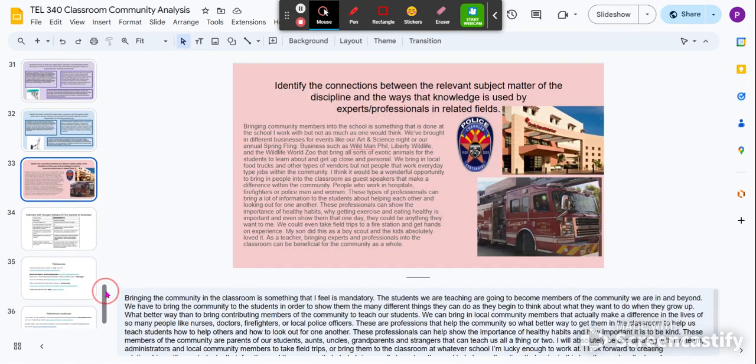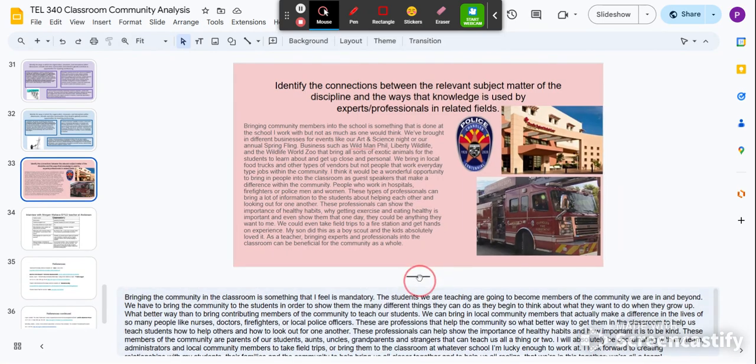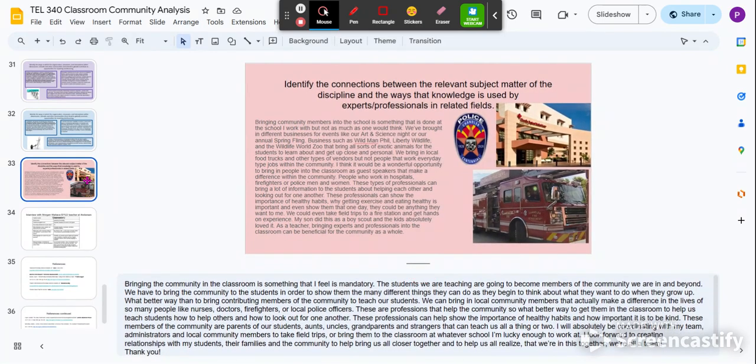Bringing the community in the classroom is something that I feel is mandatory. Students we are teaching are going to become members of the community we are in and beyond. We have to bring the community to the students in order to show them the many different things they can do as they begin to think about what they want to do when they grow up. What better way than to bring contributing members of the community to teach our students? We can bring in local community members that actually make a difference in the lives of so many people like nurses, doctors, firefighters, or local police officers.